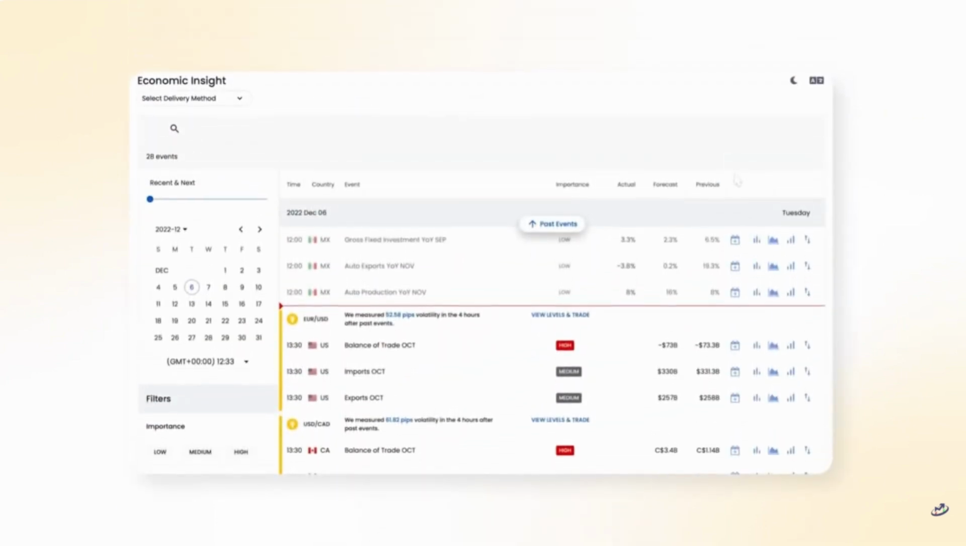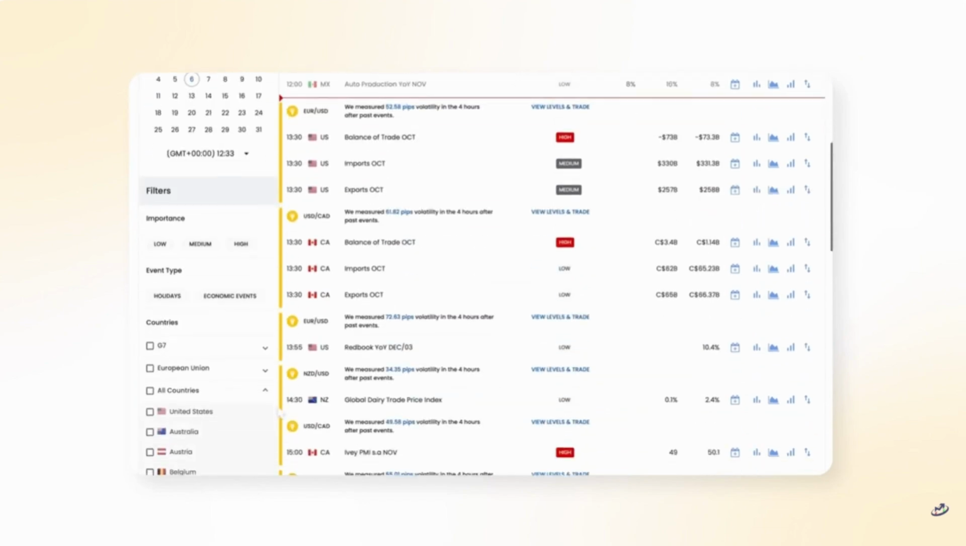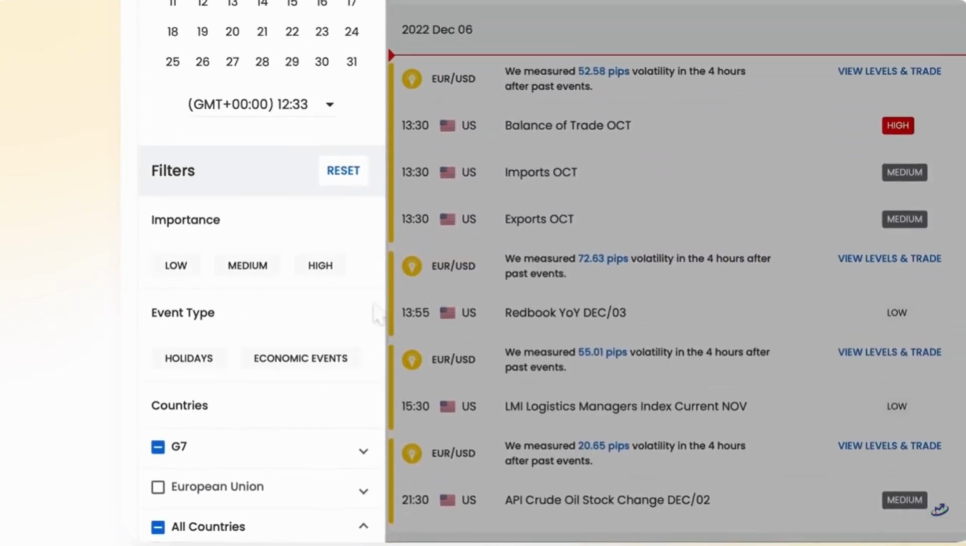In this tutorial, we'll explore the various features here to help you monitor and act on market-moving events. To get started, navigate to the Filters column on the left, where you can screen for events in the specific countries or regions of interest. Then, refine your list by selecting from the various event type and importance level filters.